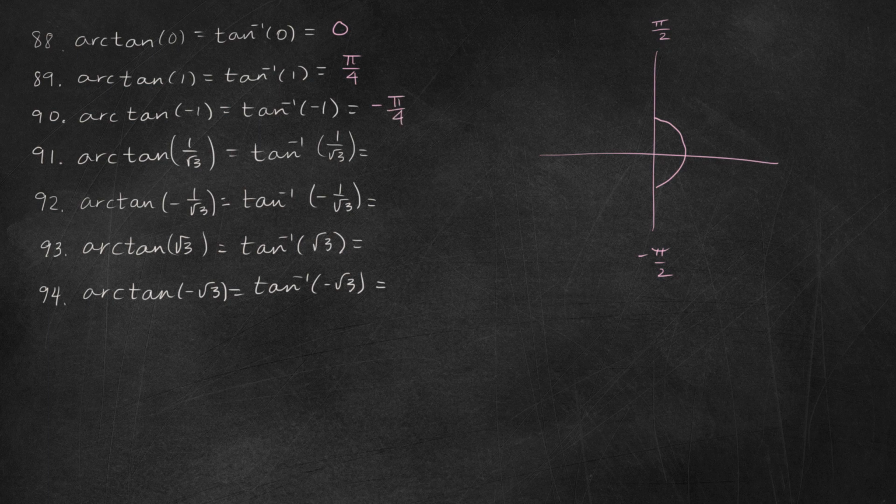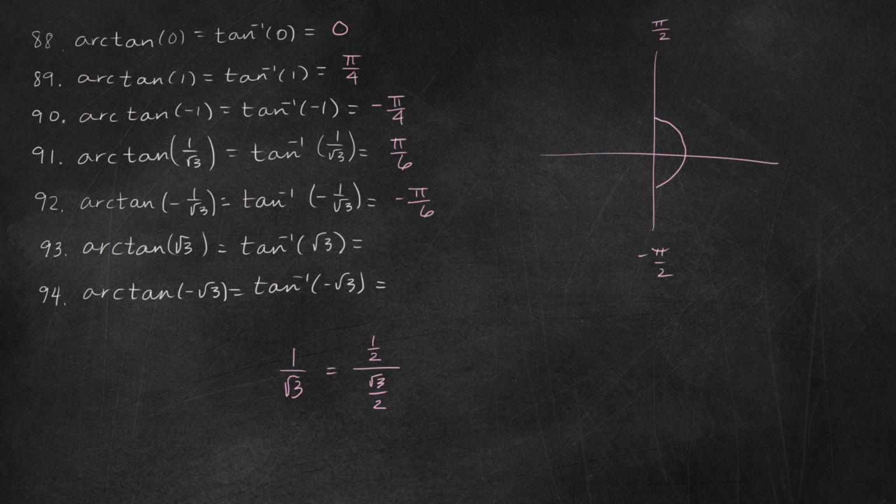Arctan 1 over root 3. So remember, this is sine over cosine. And 1 over root 3 comes from 1/2 over root 3 over 2, right? The 2's cancel out, and that reduces to 1 over root 3. So I'm thinking, where is sine 1/2 and cosine root 3 over 2? And that is pi over 6. Arctan negative 1 over root 3. Pi over 6 is our reference angle, but we need quadrant 4, so negative pi over 6.